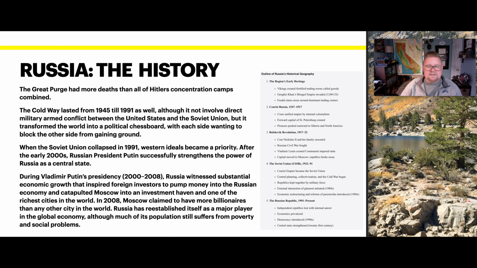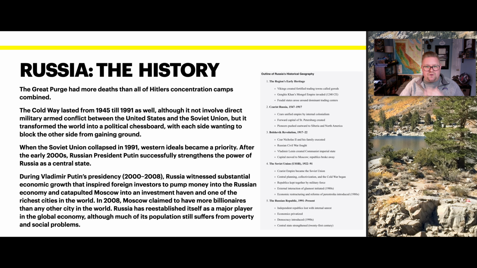So on the right-hand side here, I've provided an outline of Russia's historical geography. Beginning with the region's early heritage, going back to the Vikings, then transitioning to Genghis Khan, then looking at the feudal states, moving into Tsarist Russia between 1547 and 1917. Then we look into the Bolsheviks' revolution in 1917 to 22, then moving into the former USSR or the Soviet Union from 1922 to 91, and then the most recent being the Russian Republic.